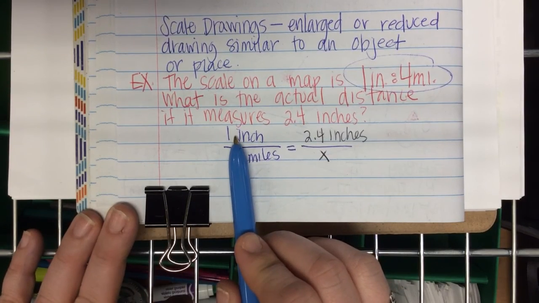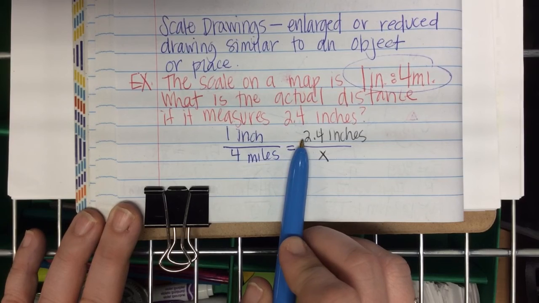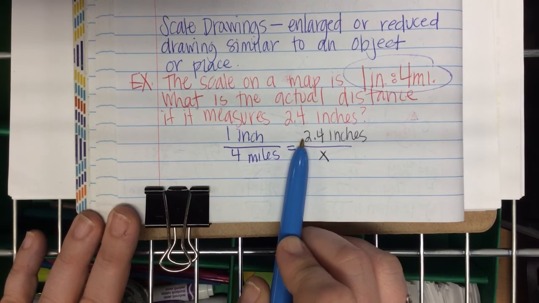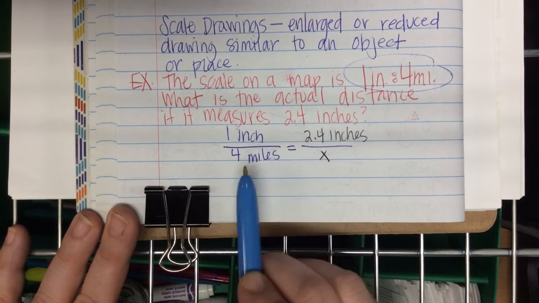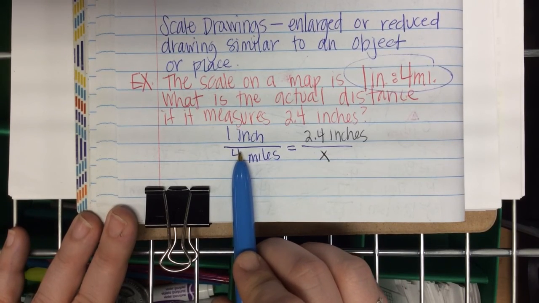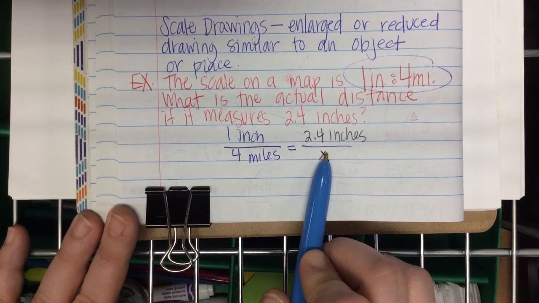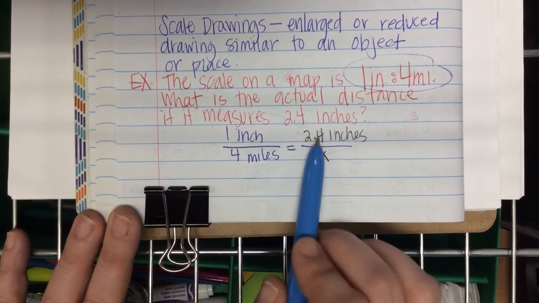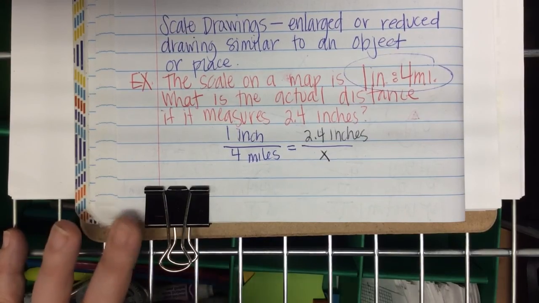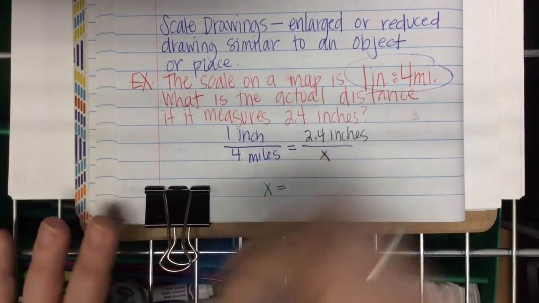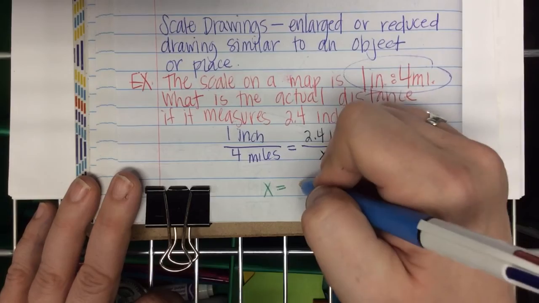What do you do to 1 to make it 2.4? Multiply by 2.4. So 4 times 2.4 will give me x. If you don't see that right away, could you do cross products? Yes. X equals what? 9.6 what?